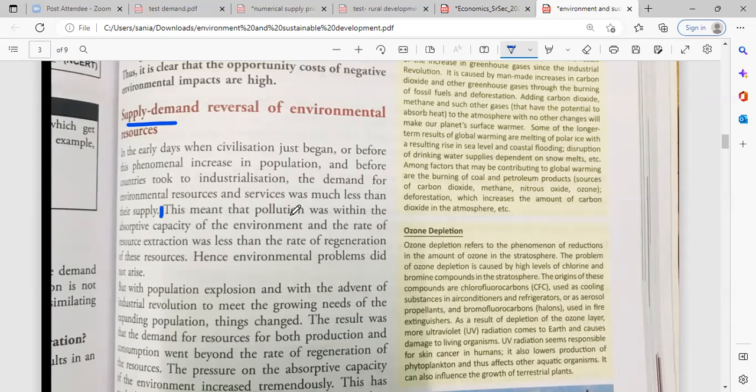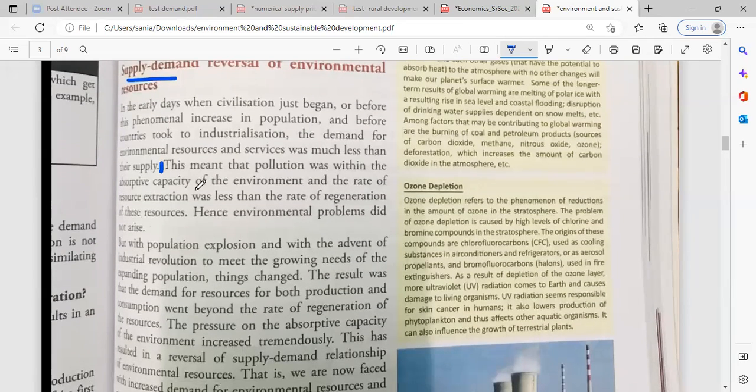Okay, this meant that pollution was within the absorptive capacity of the environment, and the rate of resource extraction was less than the rate of regeneration of the resources. An environmental problem did not arise. So this was the situation, right? Early phase, there was no civilization like that. Nobody was demanding, or everything was under control, right?